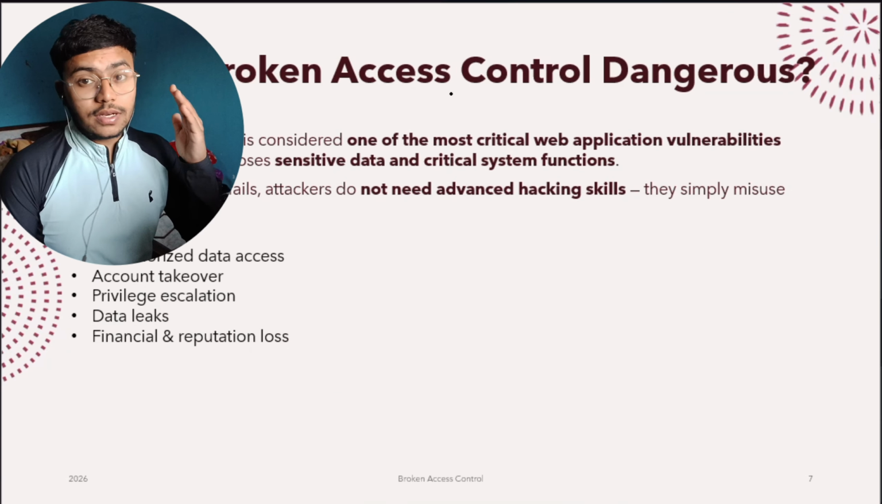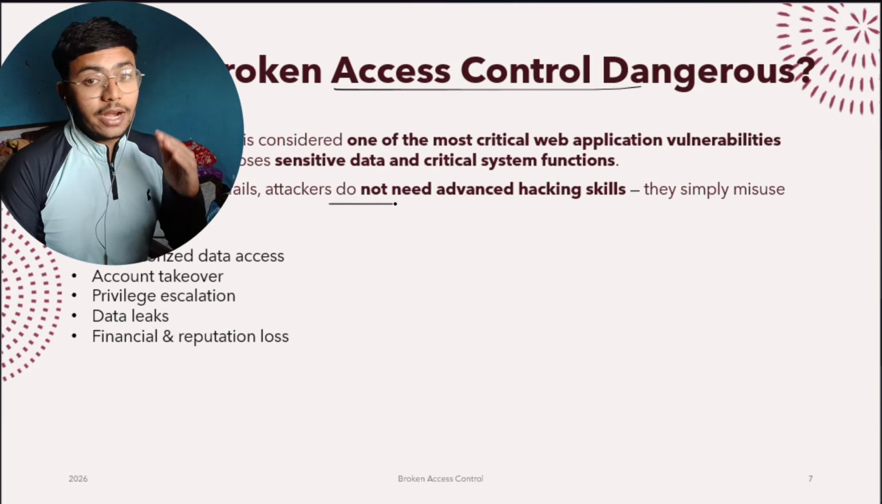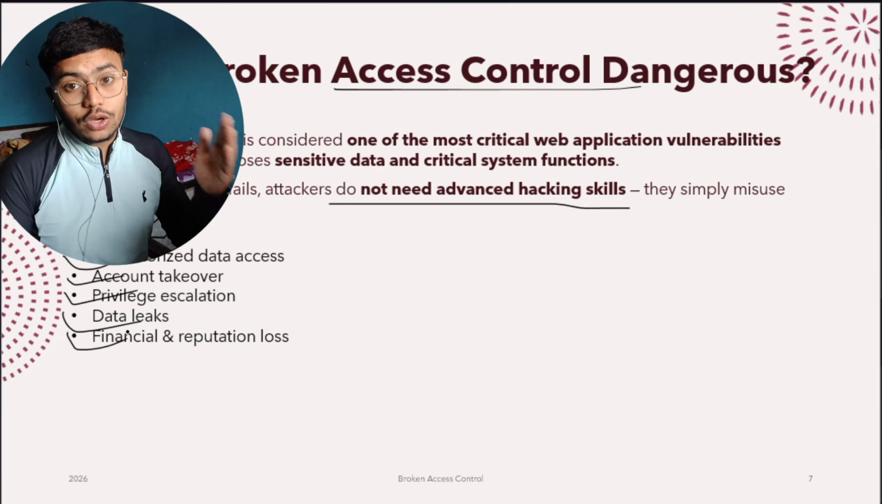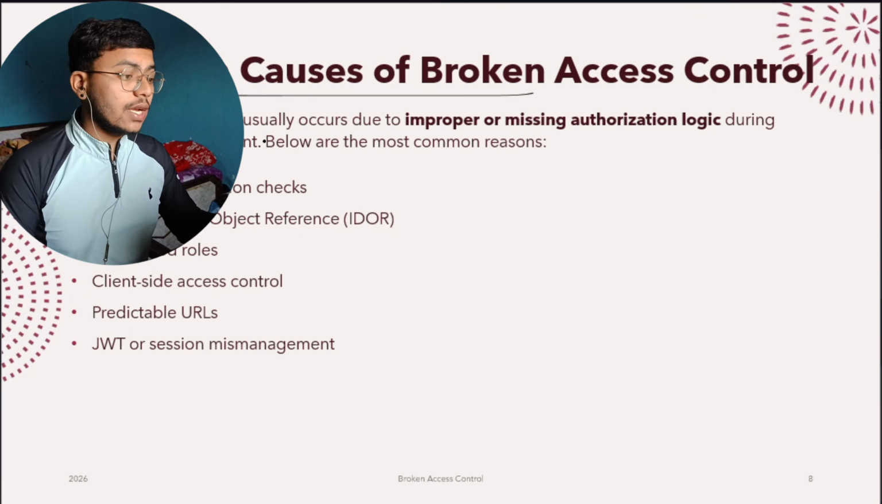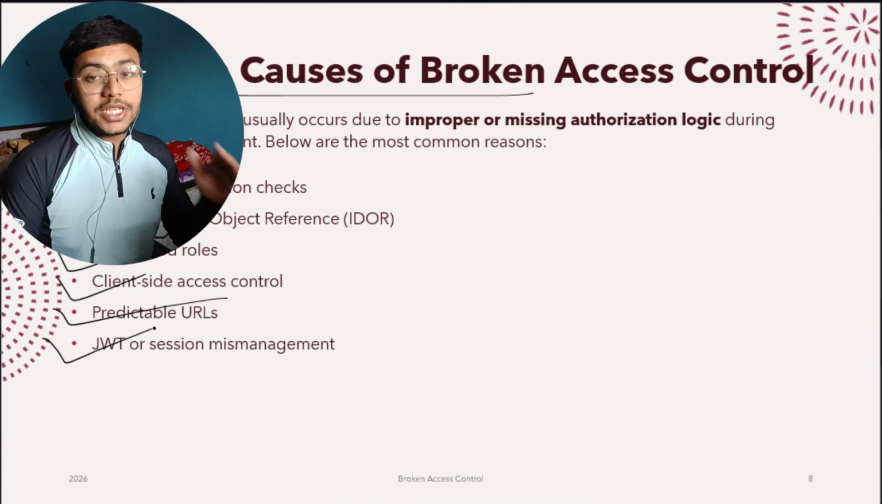Why is broken access control dangerous? When access control fails, attackers do not need advanced hacking skills. They just misuse the permissions, leading to unauthorized data access, data takeover, privilege escalation, data leaks, or financial and reputation loss. So, what are the common causes of broken access control? Missing authorization checks, insecure direct object reference (IDOR), hard-coded roles, client-side access control, predictable URLs, JWT, or session mismanagement.